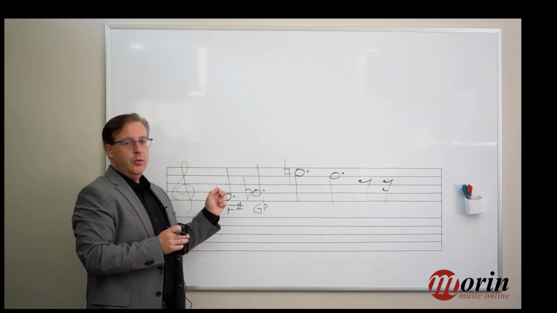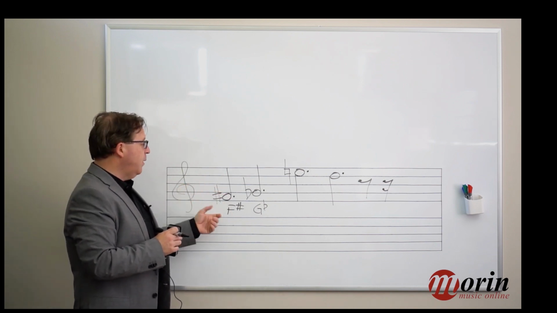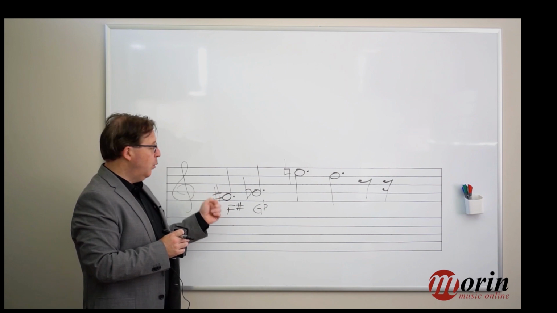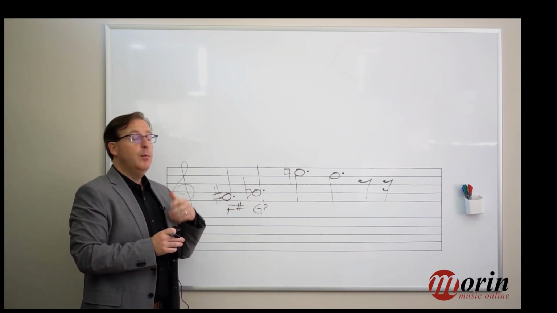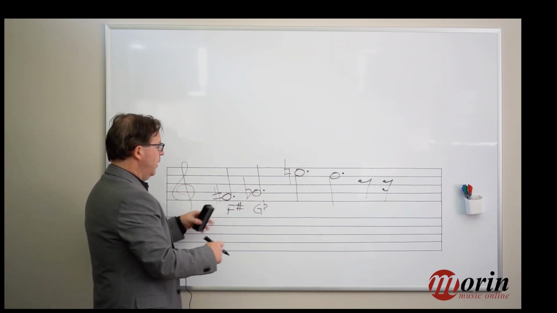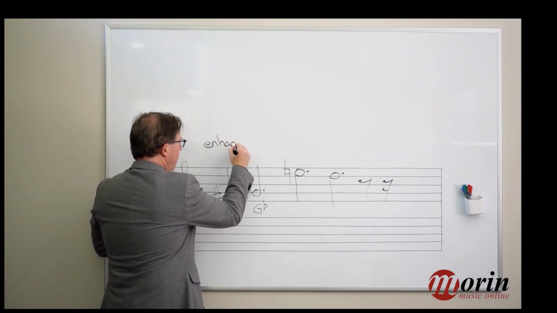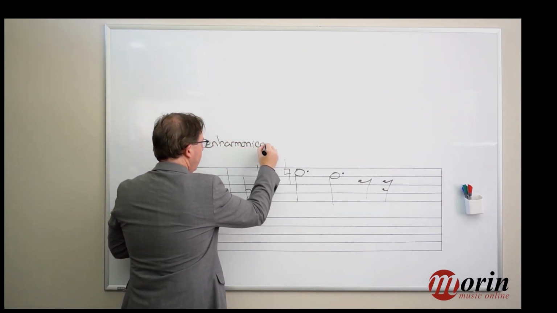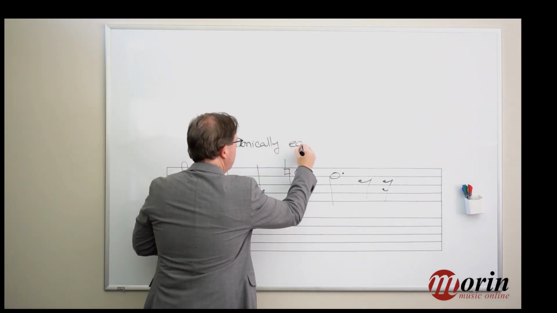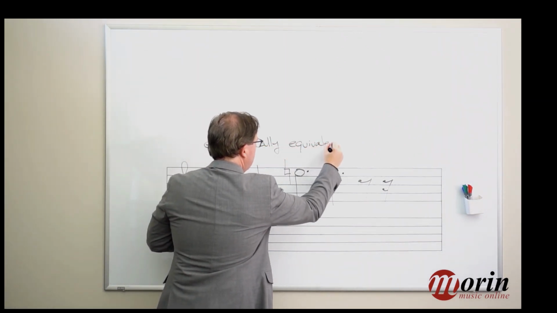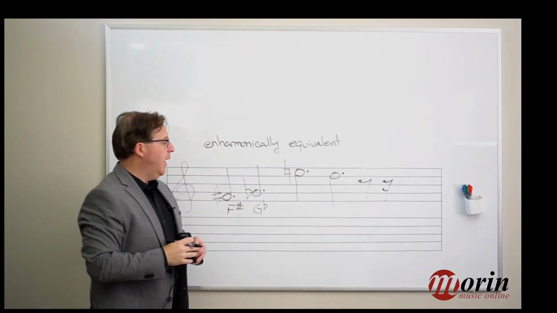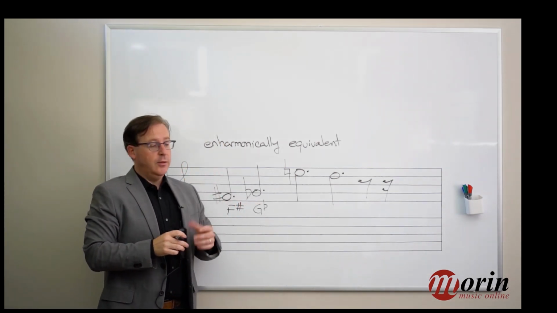There are lots of situations later on where we'll see why we want to use an F sharp and why we want to use a G flat. But for right now, all you need to know is that these two pitches are enharmonically equivalent. Okay, it's just a fancy way of saying that they're the same pitch spelled in two different ways.